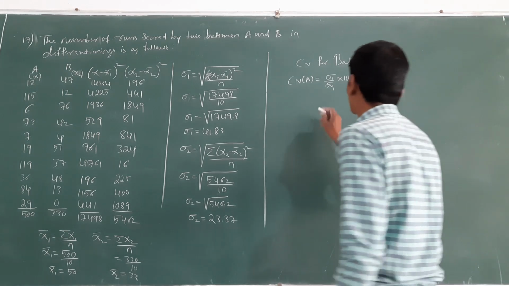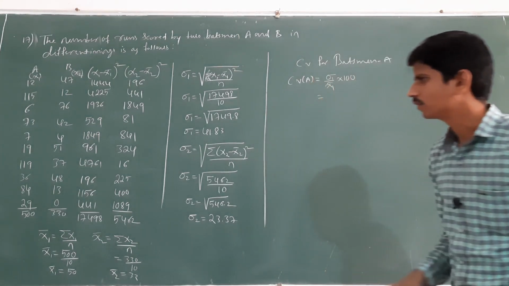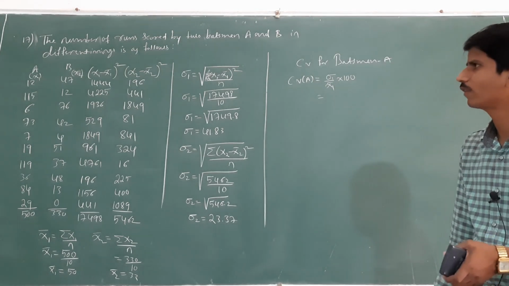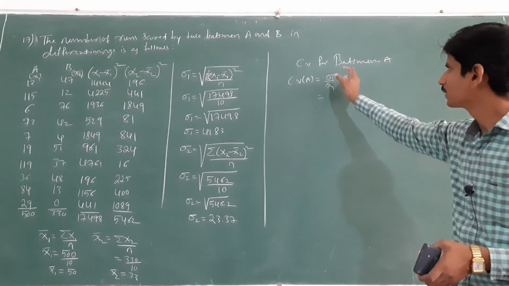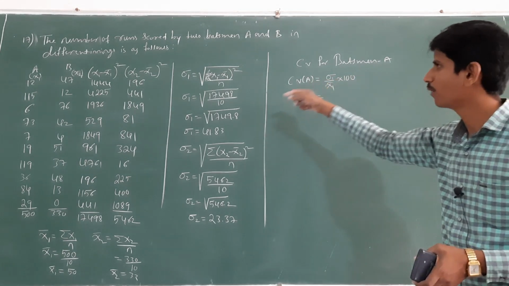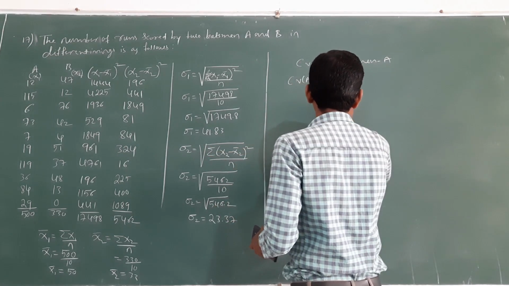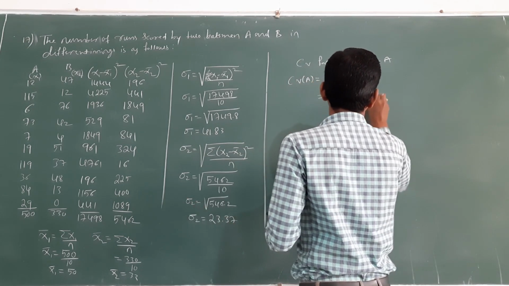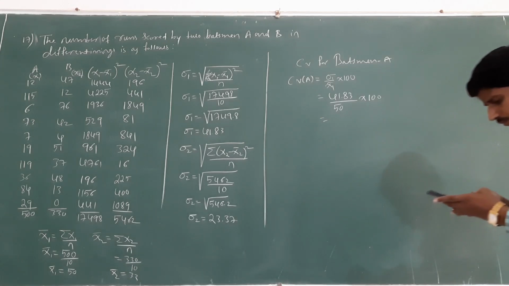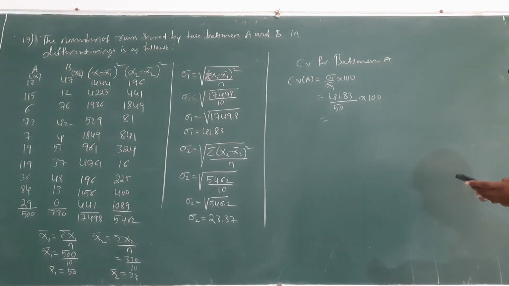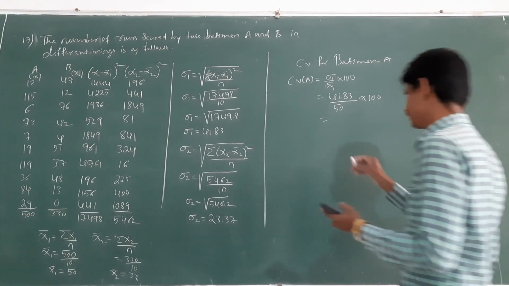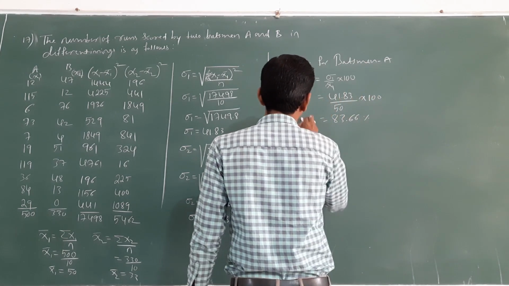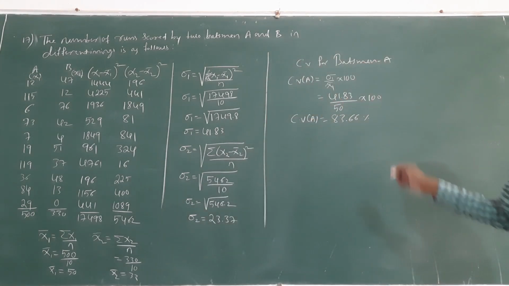Okay, the next you have to calculate CV for batsman A and CV for batsman B. Here first CV for A, that is sigma 1 by x1 bar into 100. If single observations are given, then we have to use only sigma by x bar into 100. Here they are given two, therefore you have to take sigma 1 and x1 bar and sigma 2 and x2 bar. Here sigma 1 value is 41.83 divided by 50 into 100, which is 83.66 percentage. CV for A is 83.66 percentage.